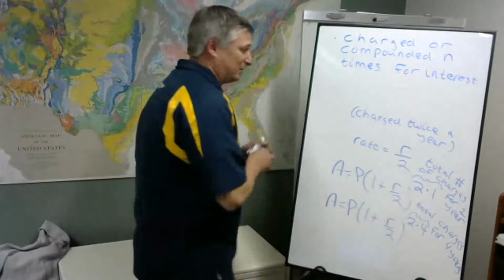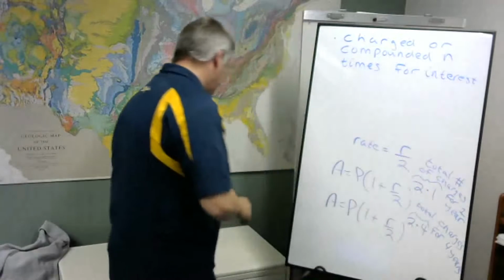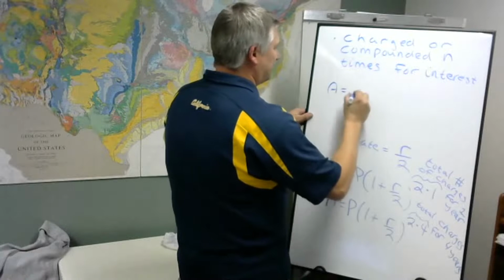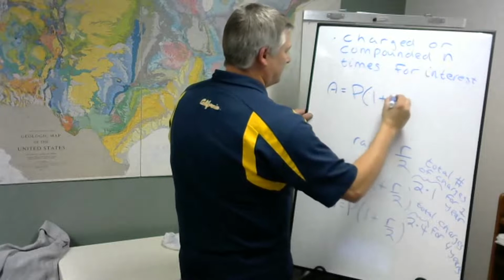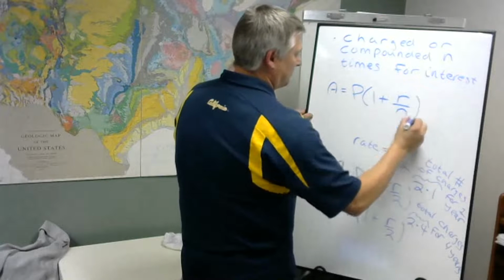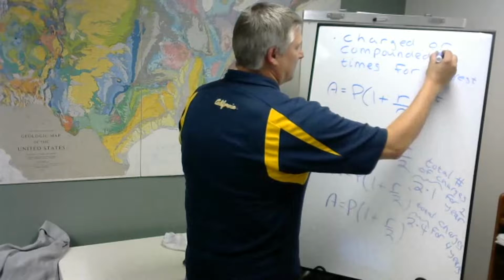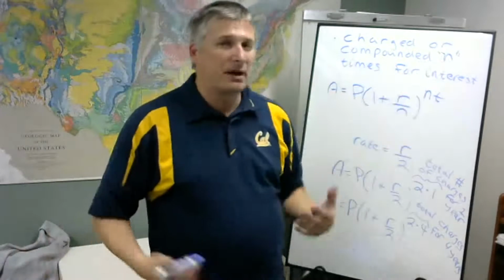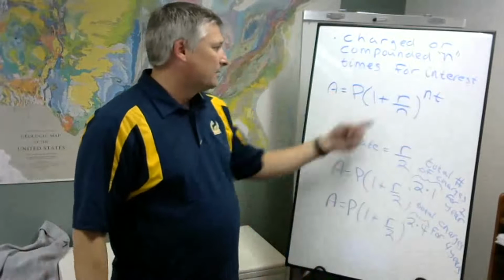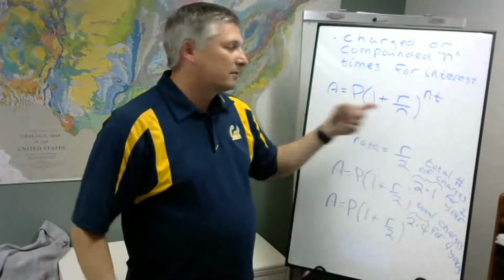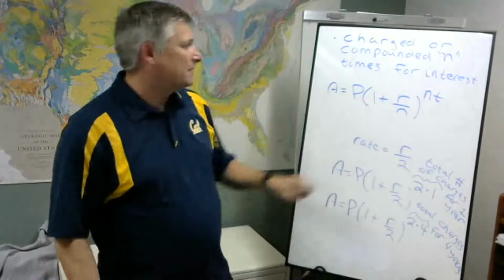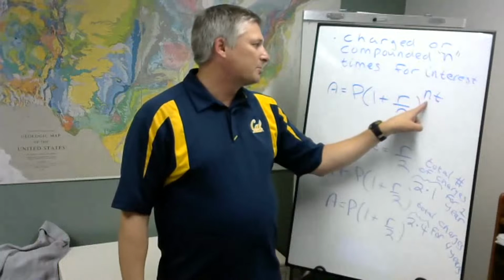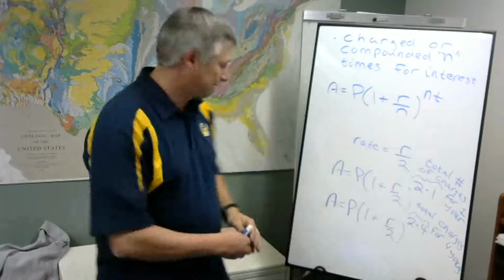So in general, we do this. If we let n equal the number of times we're charged per year, the interest rate that we're charged is always R divided by n. And then the number of times we're charged this interest rate is the number of times per year times years.